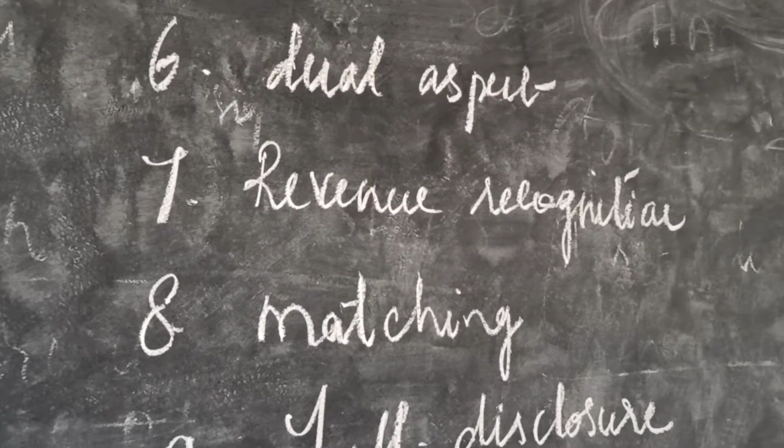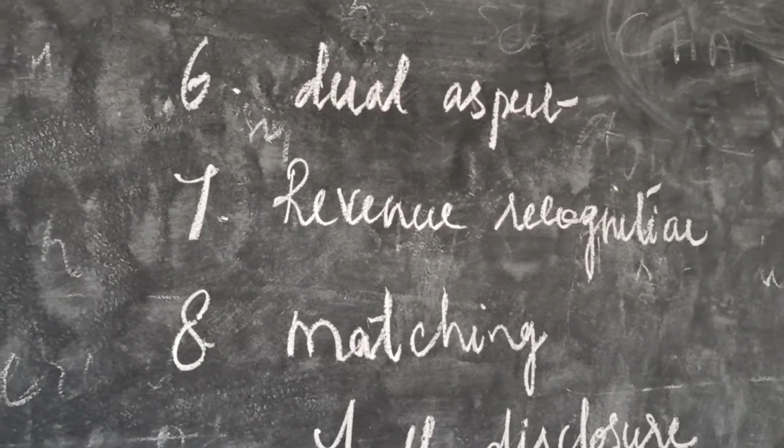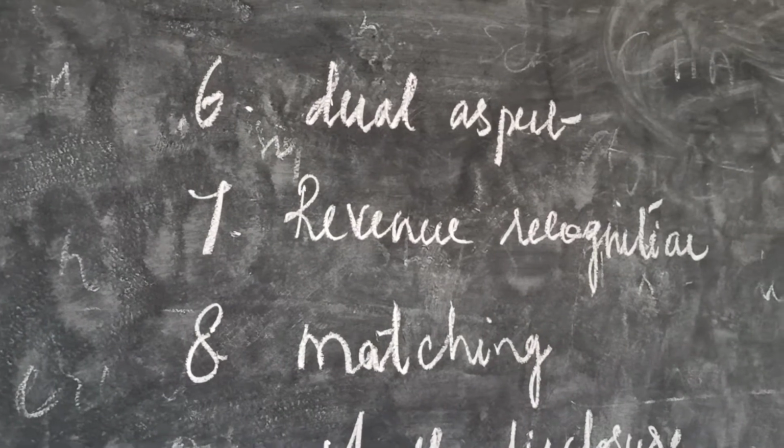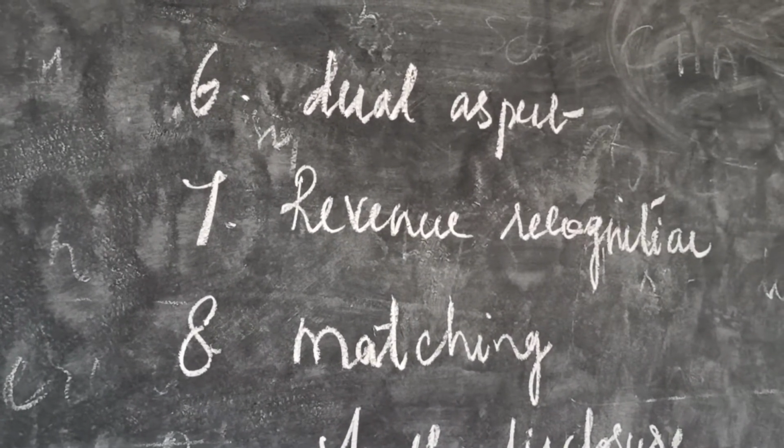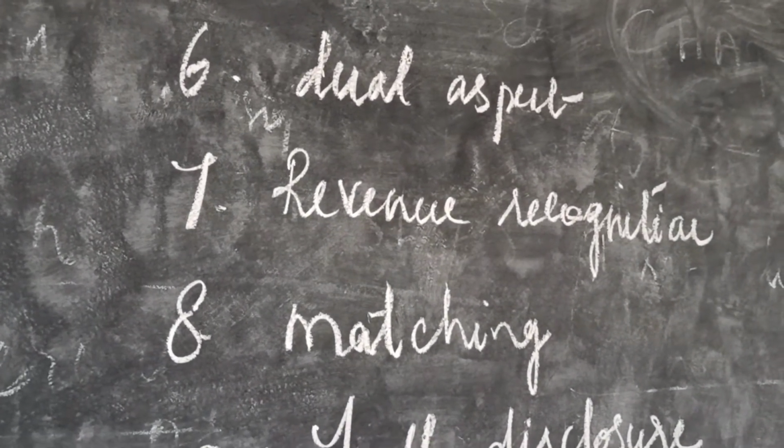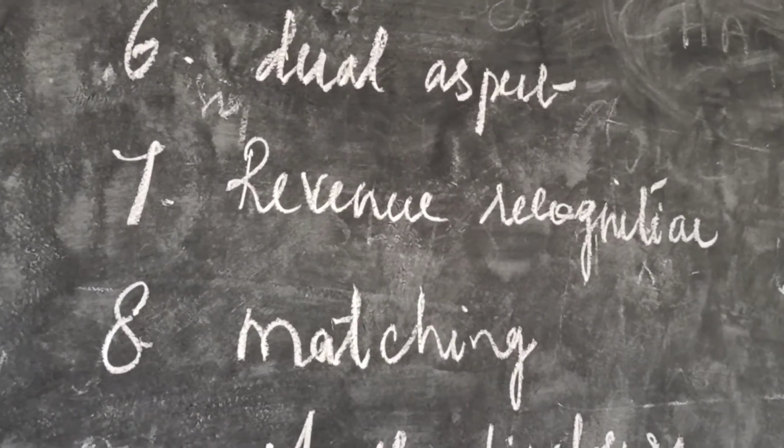Good morning, girls. Now we'll continue with the concepts from yesterday. Yesterday we covered the business entity concept, money measurement, going concern, accounting period and cost concepts. I hope you are clear with this. Now next we'll go here.